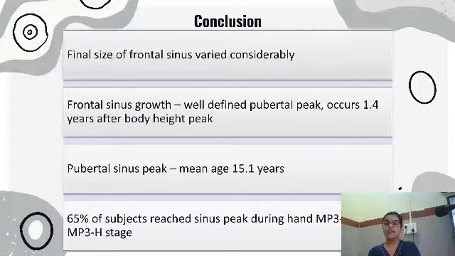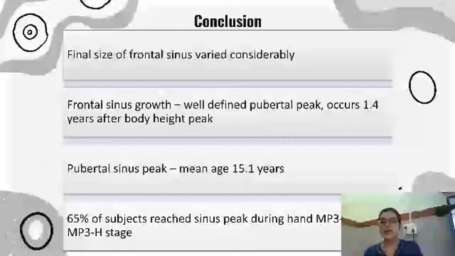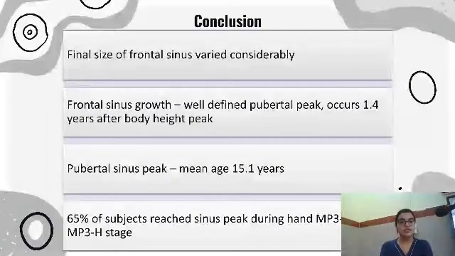Enlargement of frontal sinus exhibited a well-defined peak, which occurred on average 1.4 years after the body height peak. And in comparison with skeletal maturity, 60% of the subjects reached the sinus peak during the skeletal maturity stages, that is MP3G stage and MP3H stage.